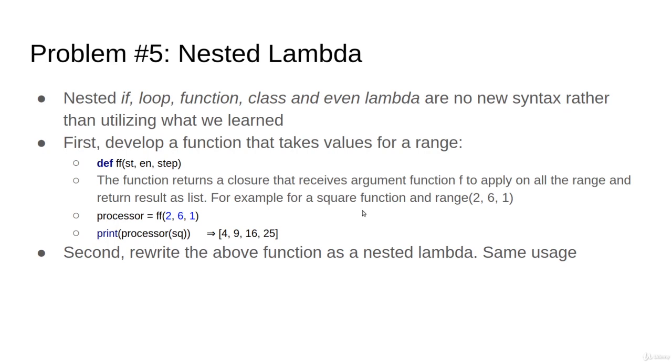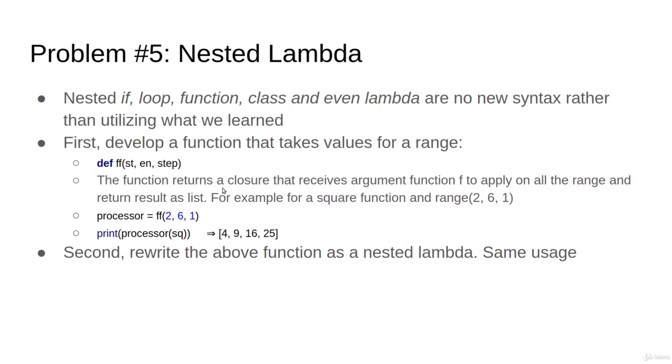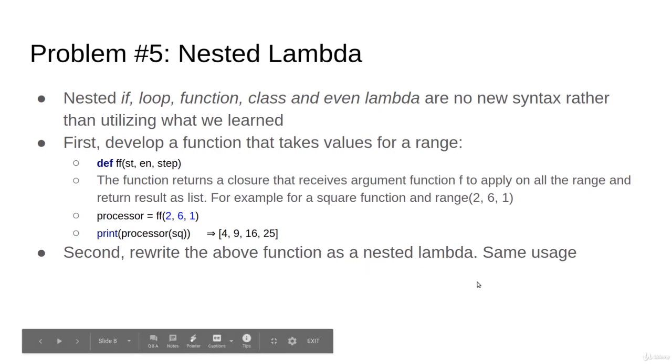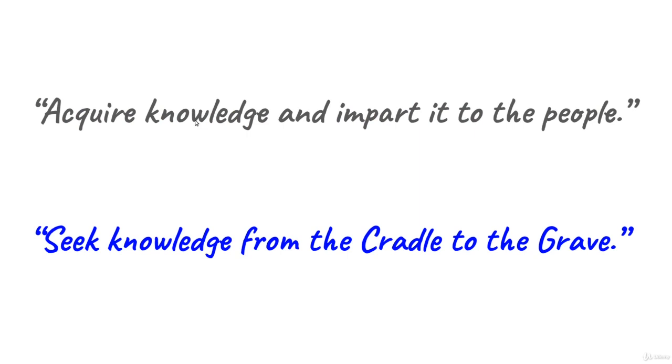Once you are done with this task, I would like you to rewrite the same code as a nested lambda. So here we have a function that is returning a closure. This will be a lambda that is returning a lambda. The usage should be exactly the same. I know that today's homework was very verbose, so you need to listen a lot to understand exactly what the task is, but I hope overall you got me.